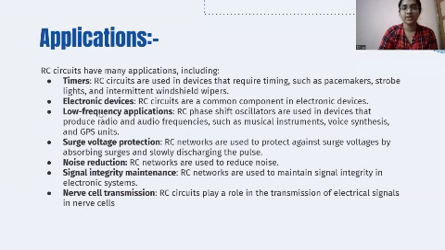Low frequency applications such as audio and radio frequencies, musical instruments, voice synthesis, and GPS units. Surge voltage protection. Networks are used to protect against surge voltages by absorbing surges and slowly discharging the pulse. Noise reduction, signal integrity maintenance, and nerve cell transmissions. RC circuits play a role in this transmission of electrical signals in the nerve cells.